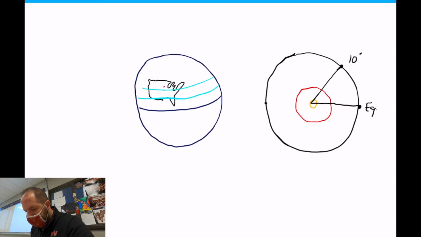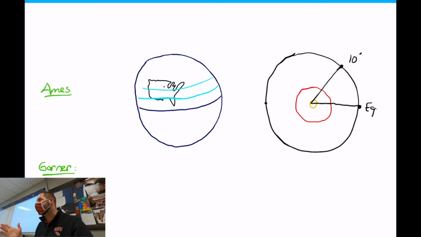So here's Ames, and here's Garner. Okay. And I need those numbers. This seems really complicated until you see how simple and short and sweet it is. Okay, so do we have Garner? Okay, what do you get? 43.1 degrees north, and then 93.6 degrees west. Okay, and there's usually a lot of numbers on that, but that's fine. Keep going. Ames.